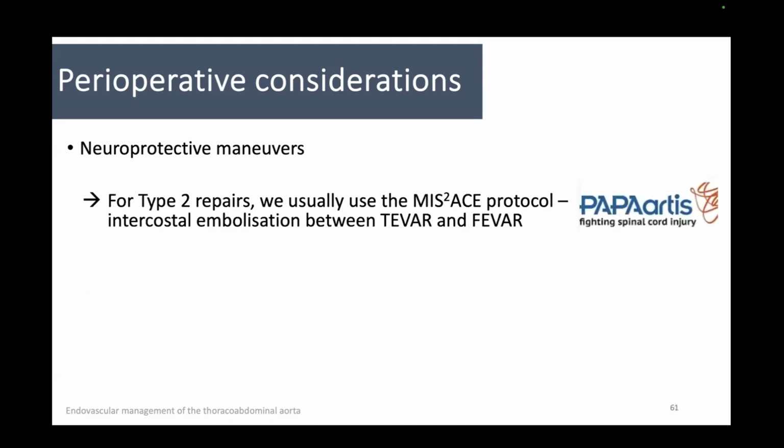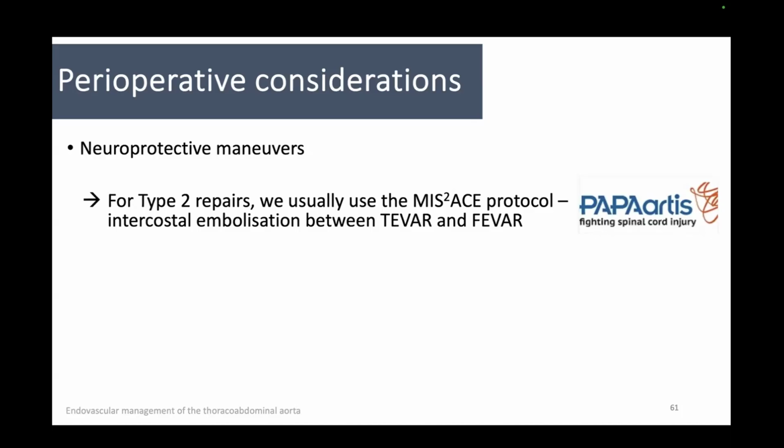As a neuroprotective maneuver, what we use in our team too is the MISACE protocol. So we have the interventional radiologist embolize about half of the intercostals before the second part of an endo procedure when it's a type 2 repair. This means we do the TEVAR, we wait the 2, 3 weeks, and then we do the MISACE protocol, and then we do the FEVAR a few weeks after. So in the meantime, the FEVAR has the time to be ordered, to be screened, and to be sent to us.